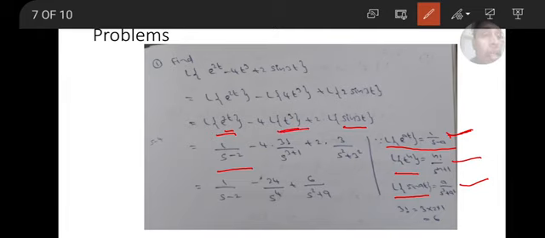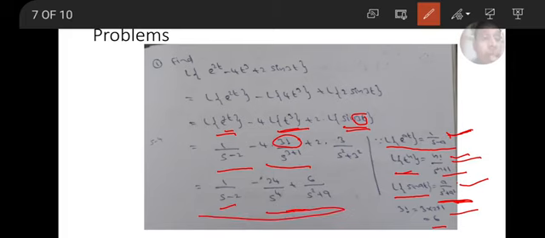And L of t cube means L of t to the power of n with n equal to 3. That is 3 factorial by s to the power of 3 plus 1, and with the 4, 4 into 3 factorial by s to the power of 3 plus 1. Next sin at, here a is 3. So by the formula a by s square plus a square, a means 3, 3 by s square plus 3 square. And 1 by s minus 2 as it is, 4 into 3 factorial. 3 factorial means 3 into 2 into 1, that is 6, 6 into 4 is 24. So minus 24 by s to the power of 4, and 2 into 3 is 6 by s square plus 9. That is the answer.